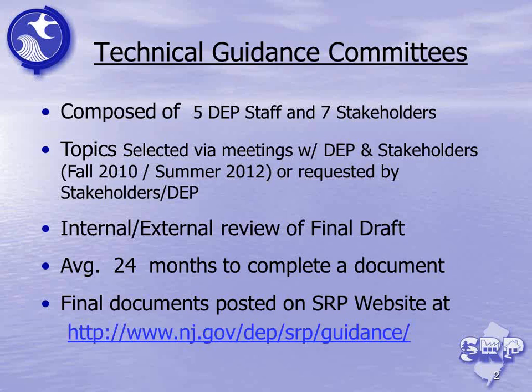The technical guidance committees are composed of 5 DEP staff and 7 stakeholders. Occasionally that number fluctuates a little bit, but that's what we try to put on the teams to balance perspectives. Everyone is asked to bring a certain perspective to the table. For instance, stakeholder groups may consist of people who are responsible parties or LSRPs. In this particular case, LSRPs as well as people who work in labs, which brings a lot of information and expertise to the table to help us have a well-rounded, high-quality document at the end.